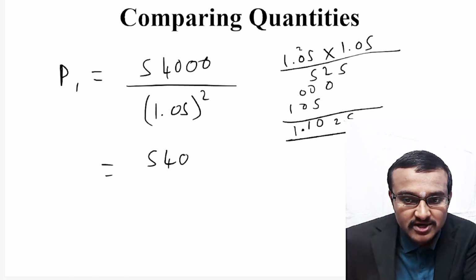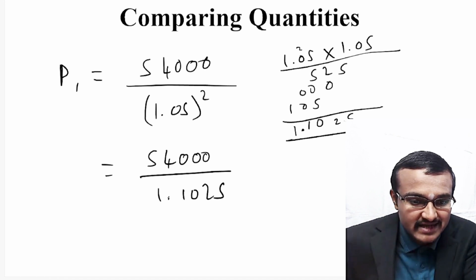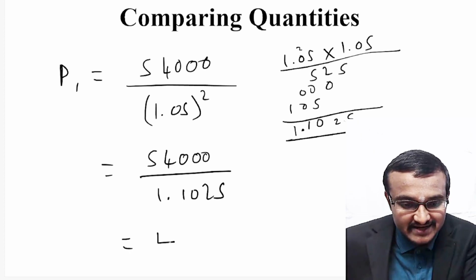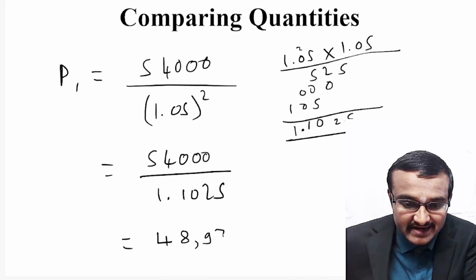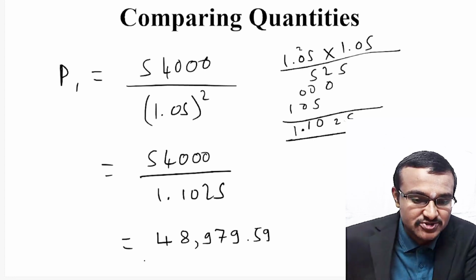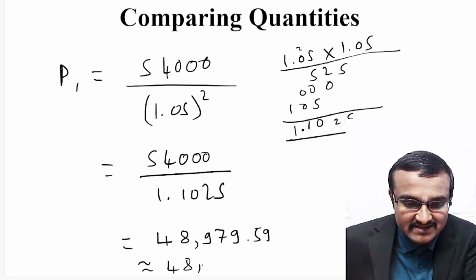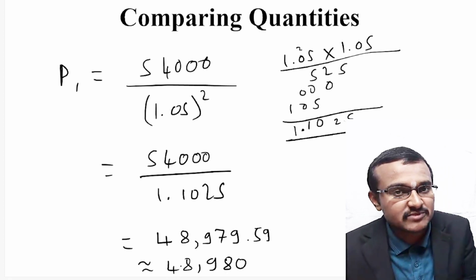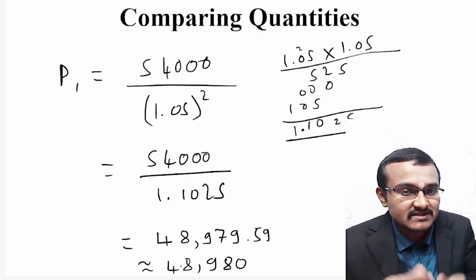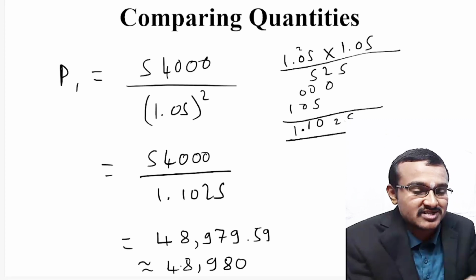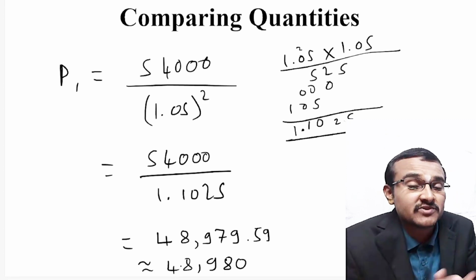So 54,000 divided by 1.1025 will be your answer. When you do 54,000 divided by 1.1025, you will get 48,979.59. Here 0.59 cannot be there, so approximately we can take this as 48,980 people. So in 2001, 48,980 people were there, and at the rate of 5% every year they have increased, in 2002 and in 2003. So in 2003 the population reached 54,000.